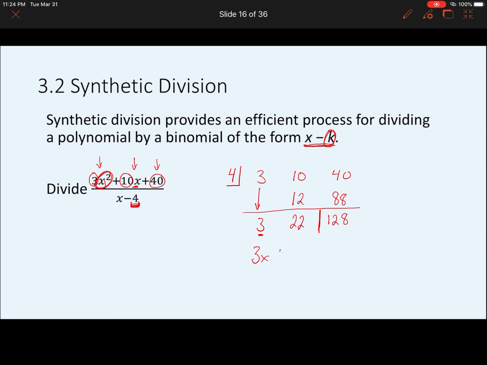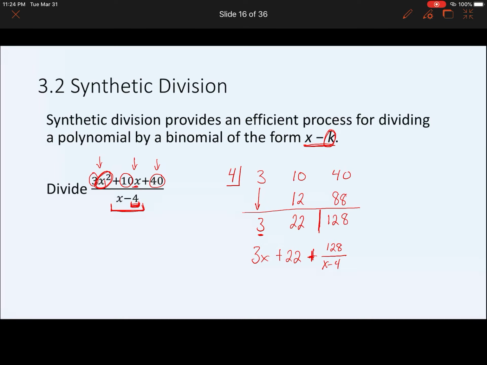And so if we were trying to write this out, our answer is going to be from this bottom row. And the variable and exponent on the 3 is going to be 1 down from what it started. So we started with an x squared here. And so 1 down from that would be x. And so this answer is 3x plus 22. 22 is our constant. Plus the remainder. Now we write the remainder as that 128 over whatever we divided by. In this case, the x minus 4.